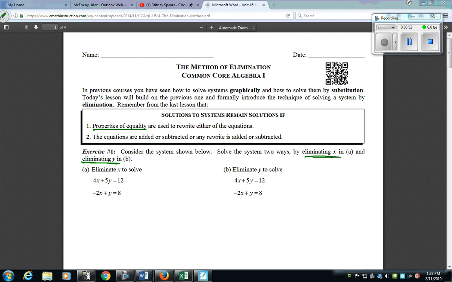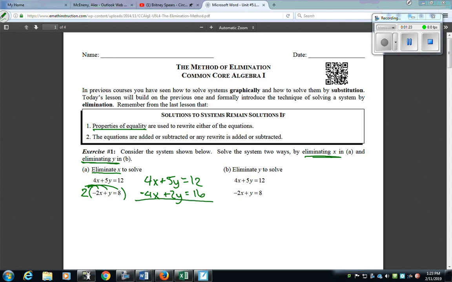A says that we're going to eliminate x. Now the goal is to have a pair of opposites. So I'm going to take this bottom equation and multiply it by 2. I'm going to multiply every number, distributing the 2. So I end up with 4x plus 5y equals 12, and then negative 4x plus 2y equals 16. So I multiplied all three of the bottom terms by 2.